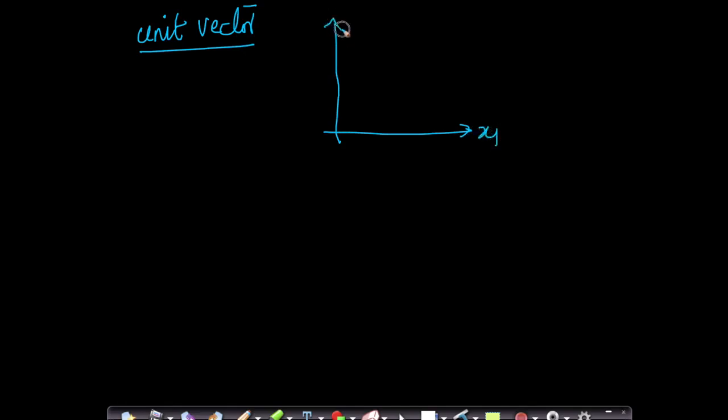The next idea is something called a unit vector. Let's understand what a unit vector is. It's a very, very simple concept. Let's assume, again, I'll draw a two-dimensional coordinate system here. Let's assume I have a vector A. Okay, it should not tilt like this, it should be a straight line. It has two components, A1 and A2.